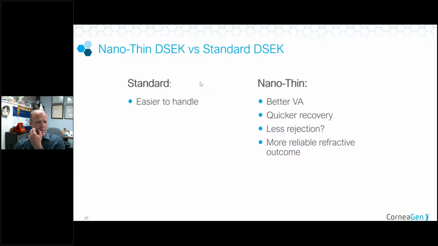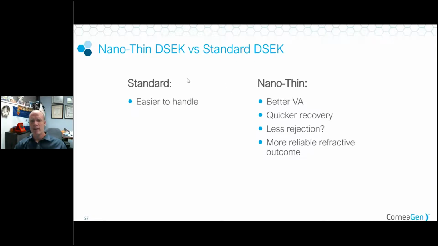And then nanothin DSEK versus a standard DSEK. The only advantage of a standard DSEK is that it's easier to handle than a nanothin DSEK. And nanothin, just like Keith was saying, they get better vision, they get better quicker. There's probably less rejection because it's less of an antigen load, and then a more reliable refractive outcome because it's less of that hyperopic shift of a graft that's thicker on the edges and thinner in the middle.